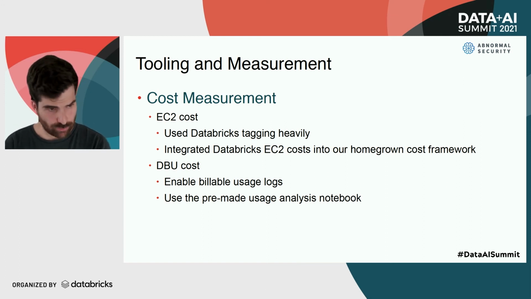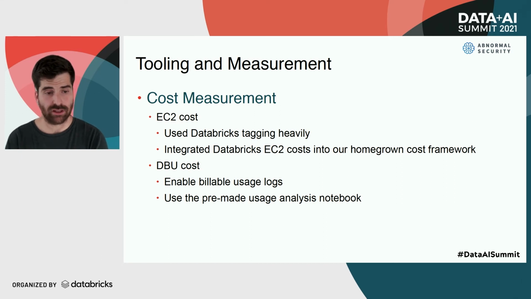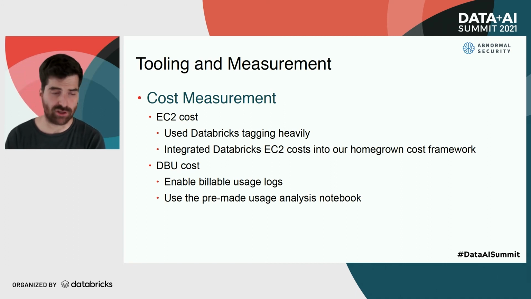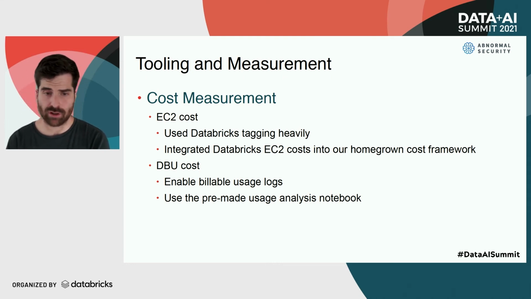So for cost measurement, for EC2 costs, we use Databricks tagging quite heavily. This is a really good advantage of having job clusters that spin up for the lifetime of the job and then die, because if you tag that job with exactly what it's doing, you can track costs to the dollar level for a pipeline or a job and be able to slice and dice the EC2 cost that way, even in the Cost Explorer in the AWS console. We also integrated the EC2 cost into our homegrown cost framework, so we could compare to the EMR cost a little bit easier.